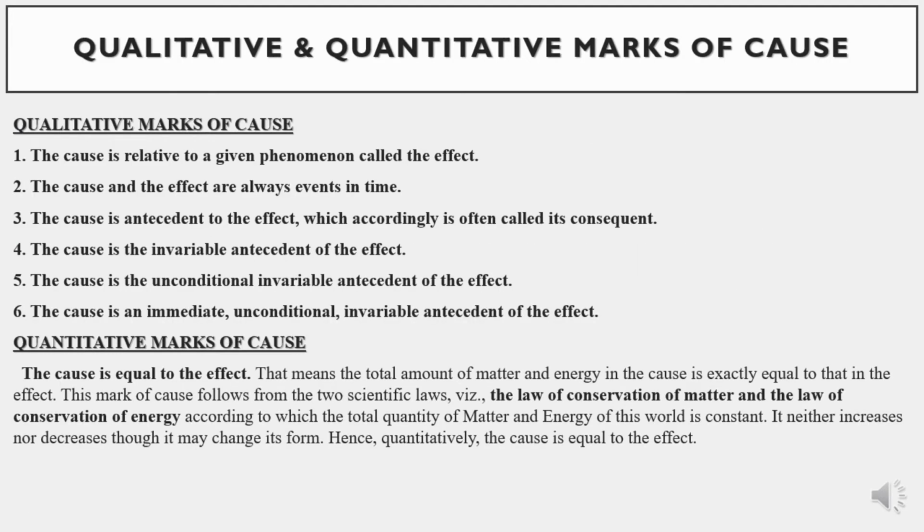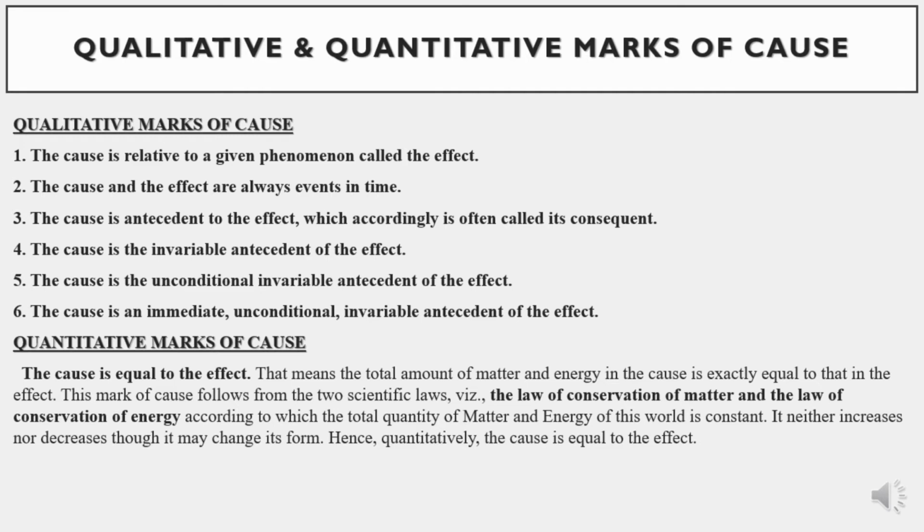What are the qualitative marks of cause? From the definition of Carveth Read, we can analyze the qualitative marks of cause. The first one is that the cause is relative to a given phenomenon called the effect. That means cause and effect are relative terms like teacher and student, father and son, etc. Secondly, the cause and the effect are always events in time.